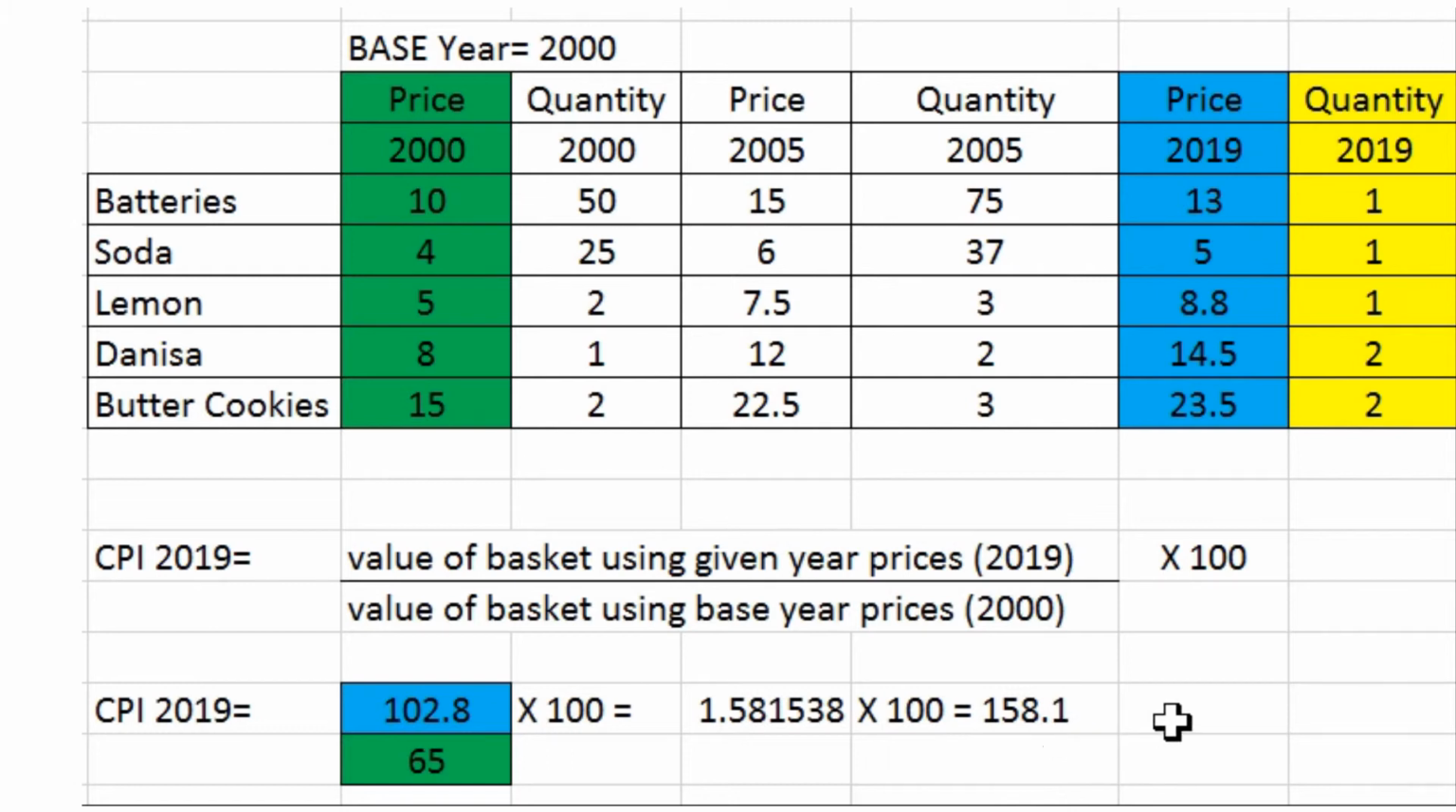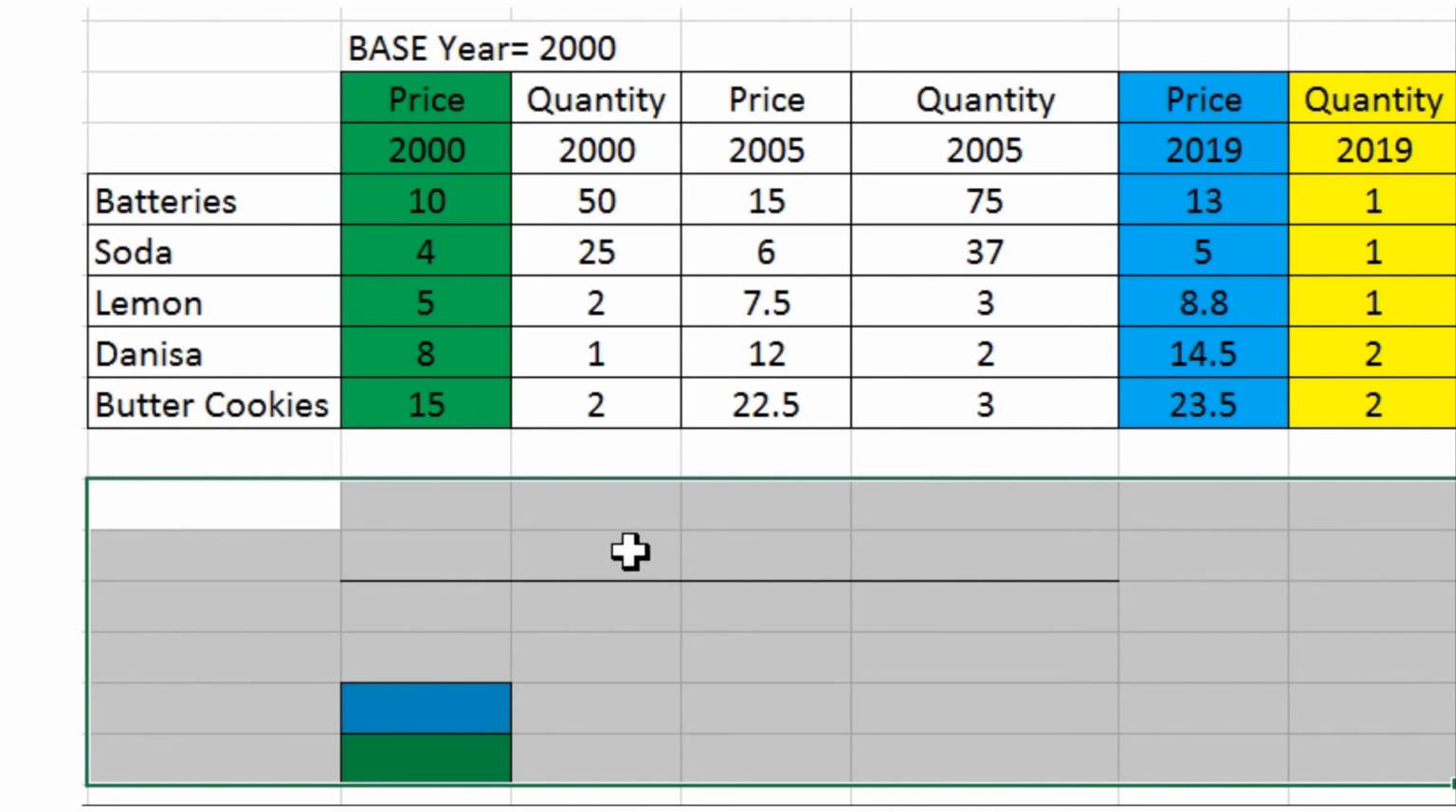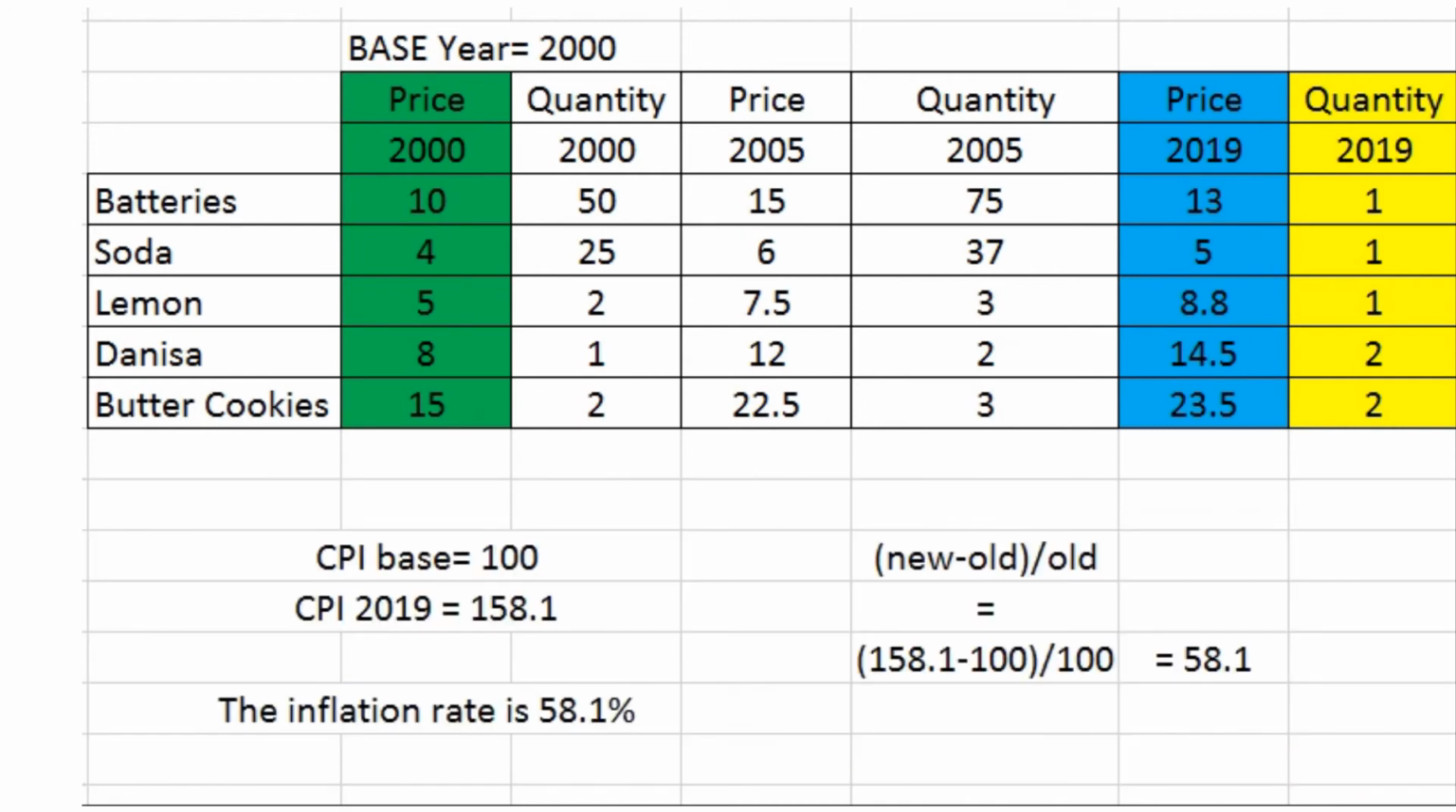We just do new minus old divided by old when the CPI is 100 compared to the CPI of 2019, which is 158. So let me write that here. We take the base CPI, which is always 100. The new CPI at 2019, which we just calculated, is 158.1. And then we say the new CPI 2019 is 158 minus the old, which is 100. And we divide by the old, which is also 100. So it's 158.1 minus 100 divided by 100 equals 58.1. So in this case, we say the inflation rate is 58.1% based on the percentage change in CPI.